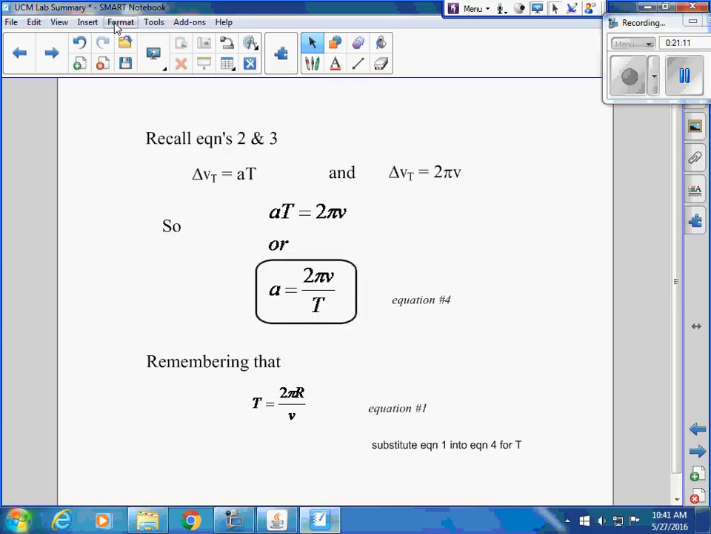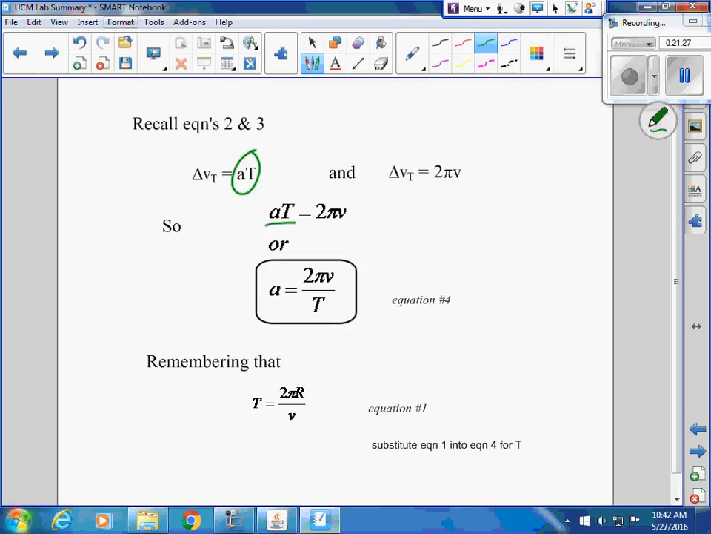Bear with me. Remember equations 2 and 3, which we just wrote down. They are delta V over T is equal to A, and delta V over T is equal to 2 pi V over r. Because they're both equal to delta V over T, I'm going to set A equal to 2 pi V. Dividing both sides by t, I get A equals 2 pi V over t, and I'm going to call this equation number 4. So I've combined 2 and 3, and we're getting really close.